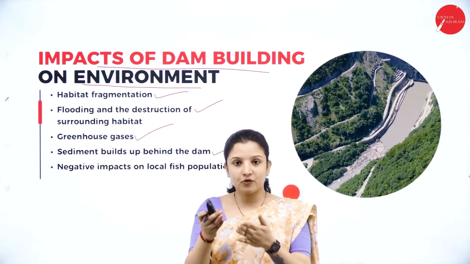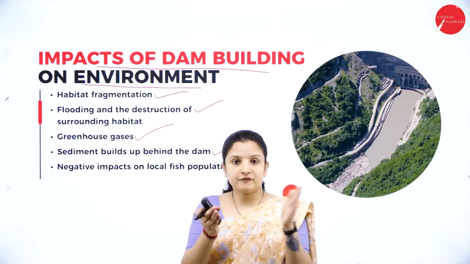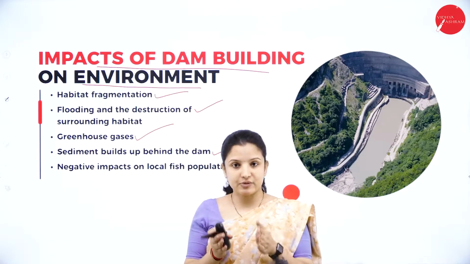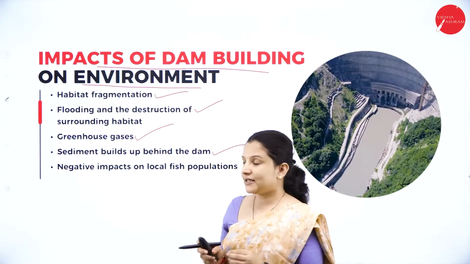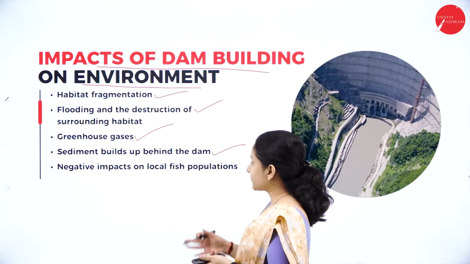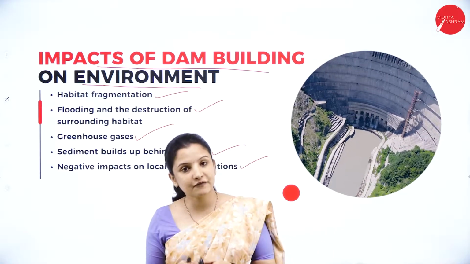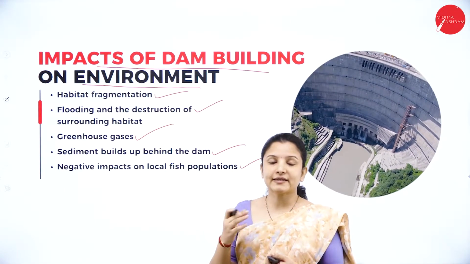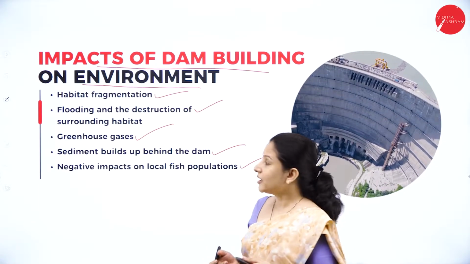So when the water is flowing, what happens? Along with that, soil also tends to flow. But the further flow of the soil will be prevented by the dam that is there in between the river. Therefore, it results in the building up of sediments. So sediments start to build up behind the dam. And also, it has a negative impact on the local fish population as well. All these different impacts, let us study in detail to see exactly what threats they pose to the environment.